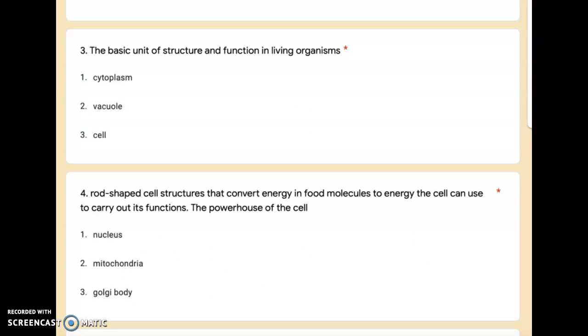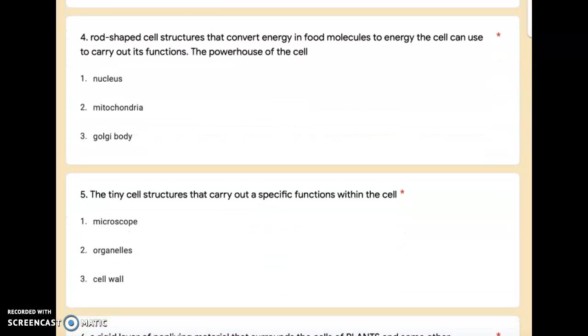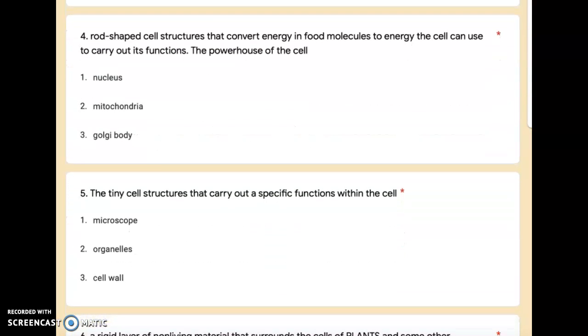Number 3. The basic unit of structure and function in living organisms. Is that cytoplasm, vacuole, or cell? Number 4. A rod-shaped cell structure that converts energy in food molecules to energy the cell can use to carry out its functions. The powerhouse of the cell. Is that the nucleus, mitochondria, or Golgi body?